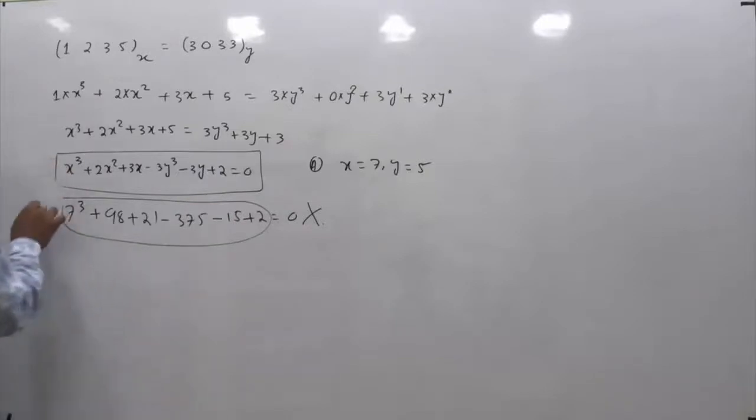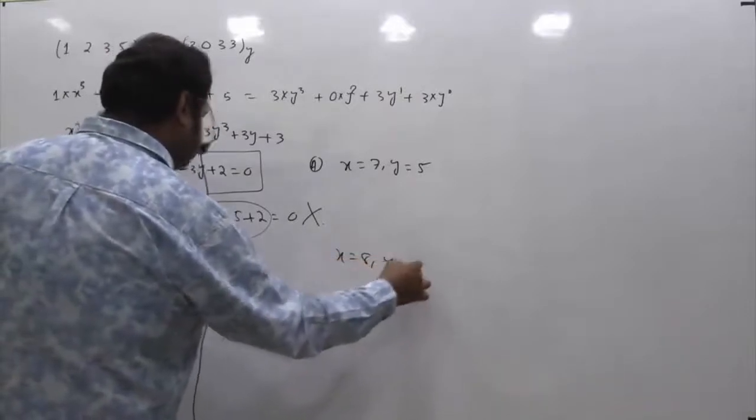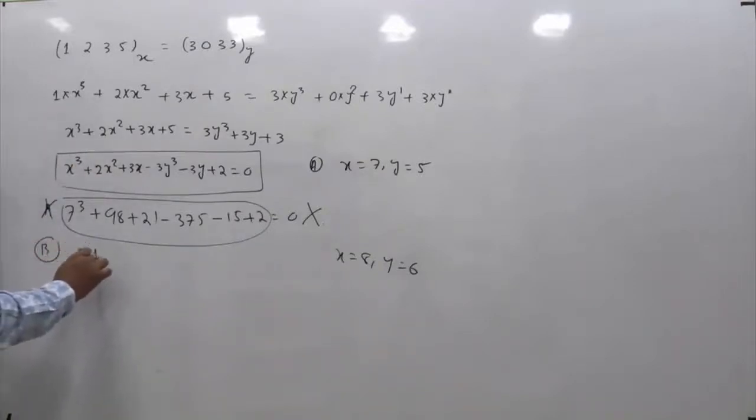Then option A is not satisfying. Then you should go with option B. If you see option B, here x equals 8 and y equals 6 is given. Now if you substitute x equals 8 and y equals 6, how much will you get? 8 cube. Okay, what is 8 cube? 512. Plus 2 into x square.